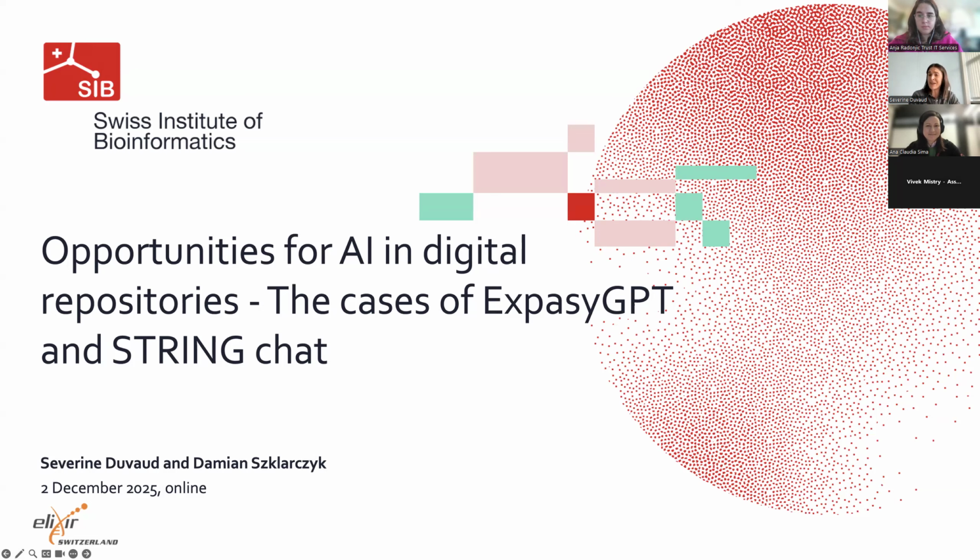Mine will be far less technical, but I would like in this next 10 minutes present you a new service that we released recently. So its name is XFuzzy GPT, and this is one example of the use of LLMs to enable access to structured biological knowledge using natural language.